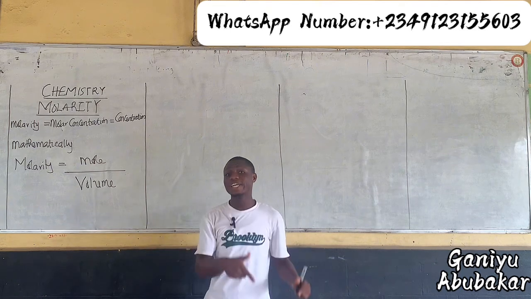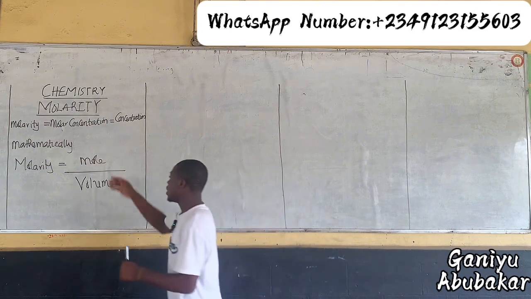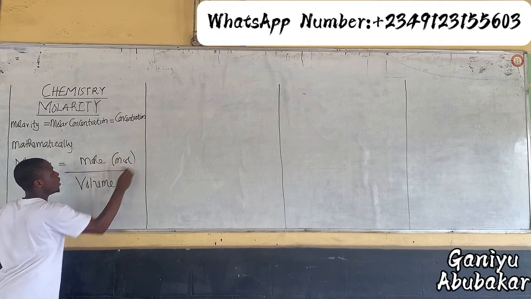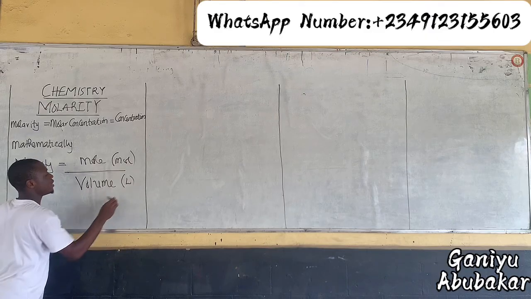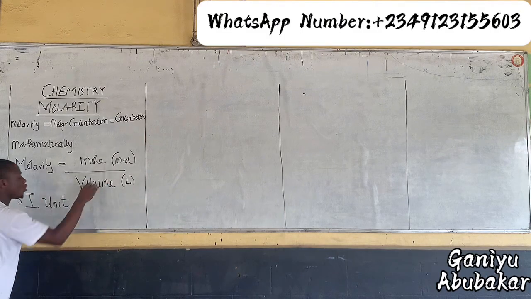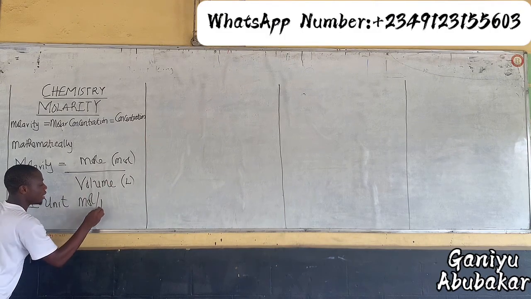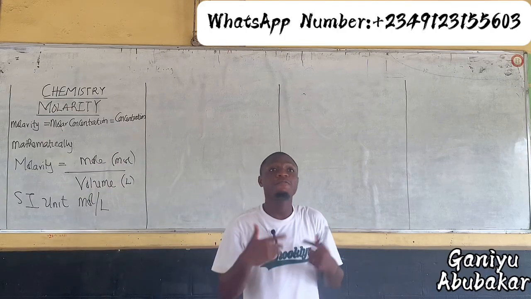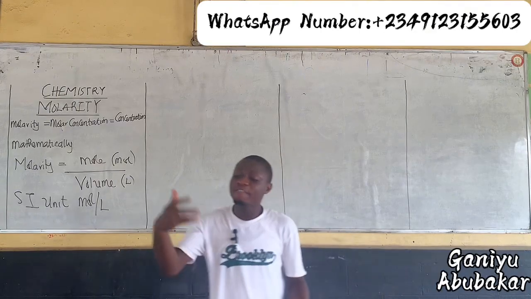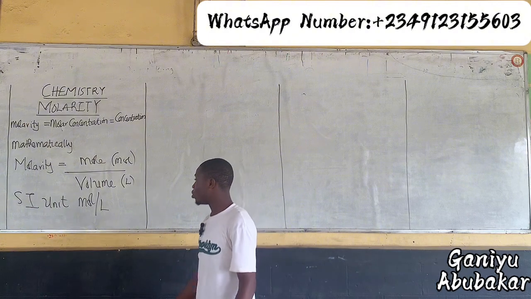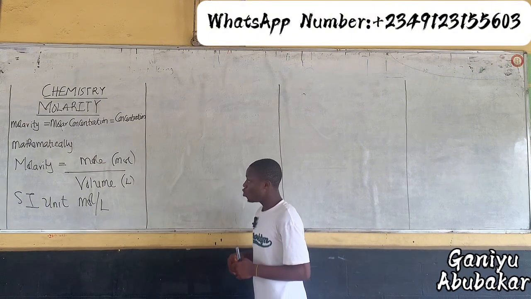So let's get the SI unit for molarity. We said mole is MOL, volume of course in liters. So I'm saying now that the SI unit for molarity is mole per liter. So if I give you a question and in the question I gave you 5 mole per liter, that 5 mole per liter signifies what? The molarity. So this becomes your mathematical expression for molarity.